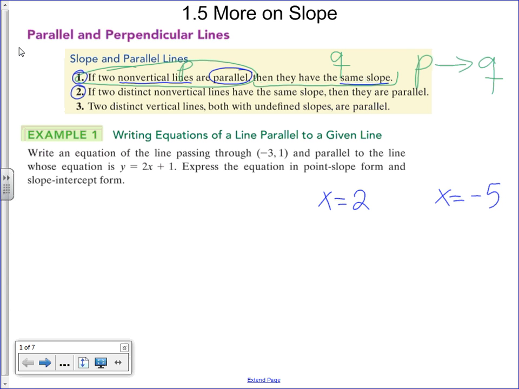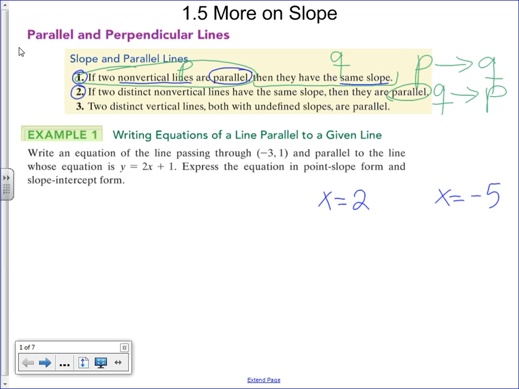Now, if you guys look at statement number 2, it's almost the same. It's just reverse, right? So we call that the converse. So that will be if q, then p. And so that says if two distinct non-vertical lines have the same slope, now they're mentioning same slope first, so if they have the same slope, then by default they are parallel, all right?